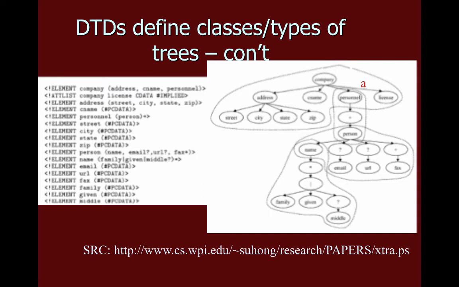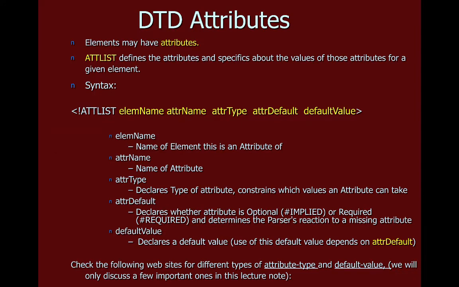Person elements comprise the name, optionally an email, optionally a URL, and then one or more fax numbers, and you can see that depicted on the right hand side, the tree structure. And name itself is the family or given or middle, and you can see how that's represented there, and so on. ATTLIST defines attributes, so it's saying that the attribute name belongs to the element name and then the type, and then you can specify the default value of the attribute as well. And then you can say whether the attribute is optional or required.